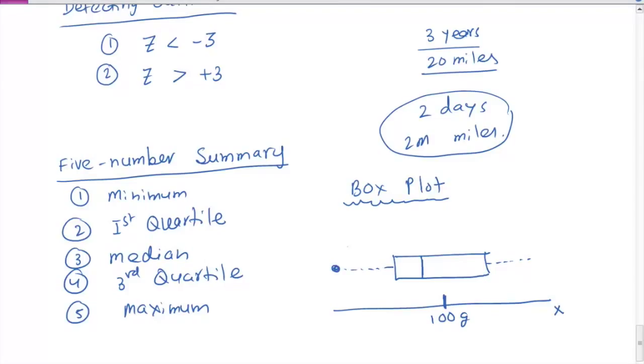So this particular point is 1, the minimum. This particular point is 2, which is the first quartile. This line in the middle of the box is 3, which indicates the median, and 4 is the third quartile, and this data point is the maximum.